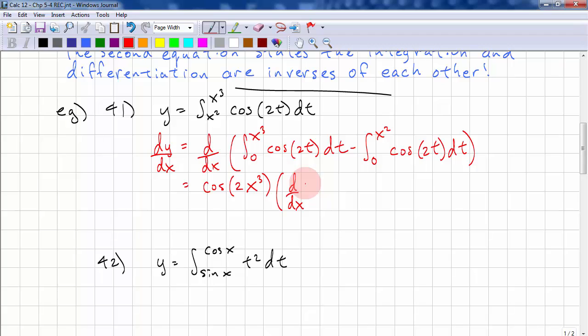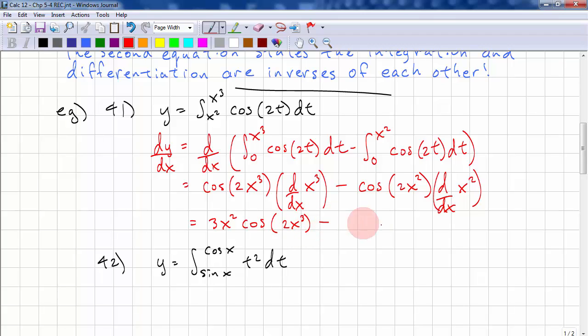So d/dx of x cubed. And similarly, we have the same here: cos 2x squared times d/dx of x squared. Now we can just simplify. This is 3x squared cos 2x cubed minus, and this is 2x, cos 2x squared. And that's all we have to do. The main part is recognizing that this is a function and we need to use the chain rule.